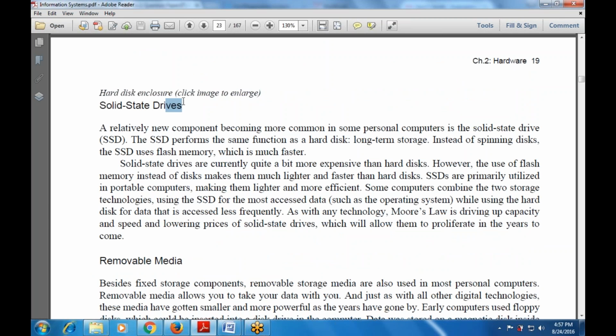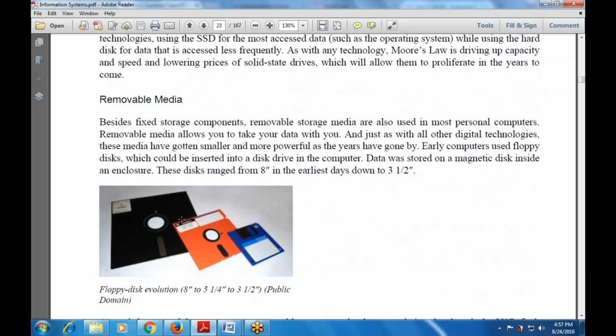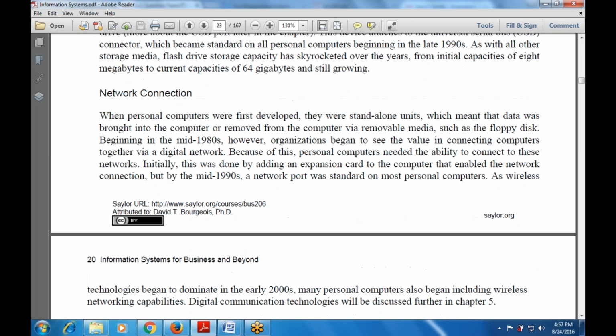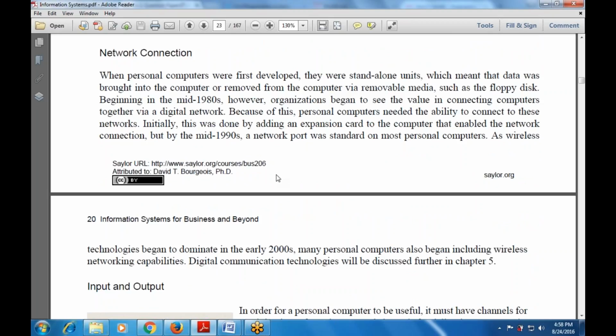Next is the solid state drive, that is SSD, which is also one of the categories. Then removable disks, for example floppy disks and pen drives. The next is network connections, how we can give network connections. That may be using USB cables, and many personal computers are also including wireless networking capabilities. This technology will be discussed in chapter number 5.